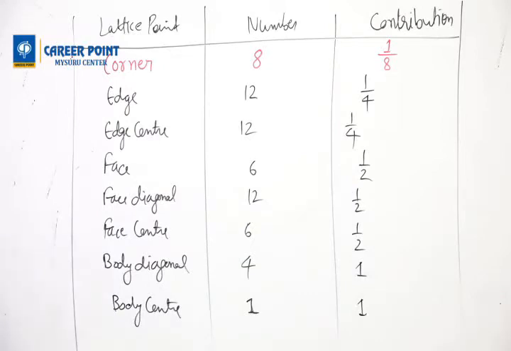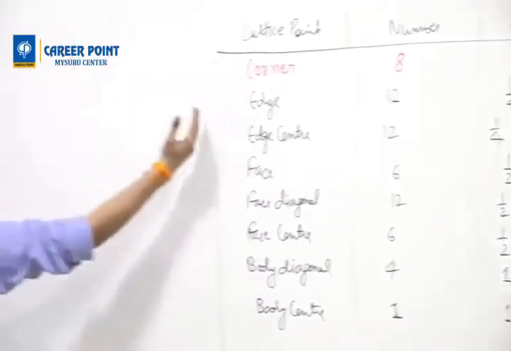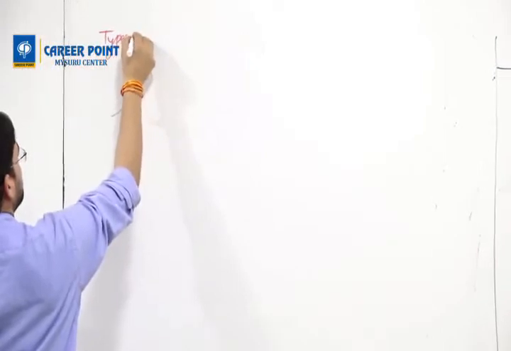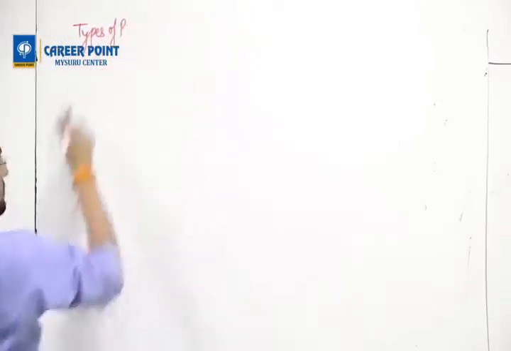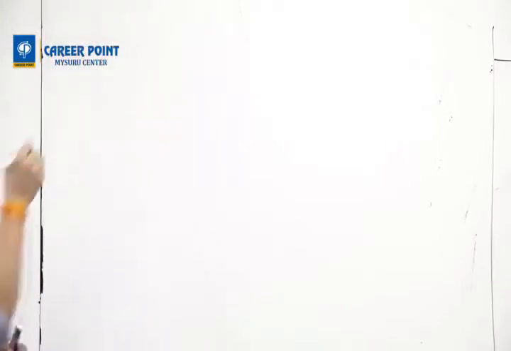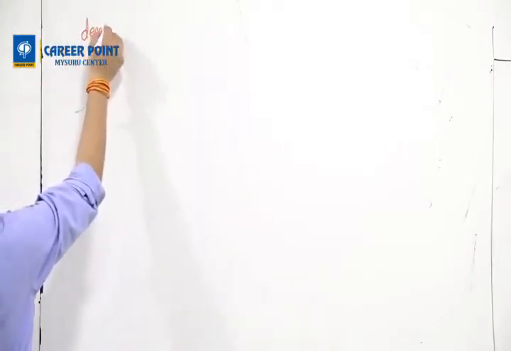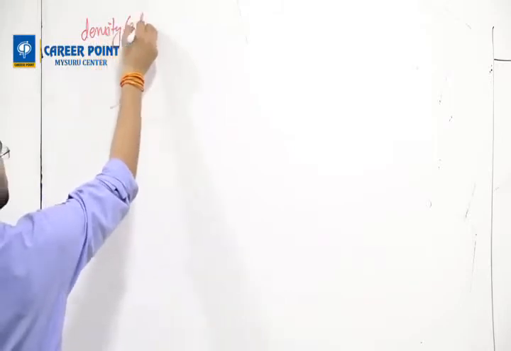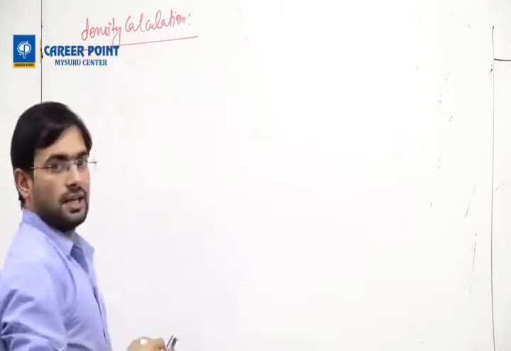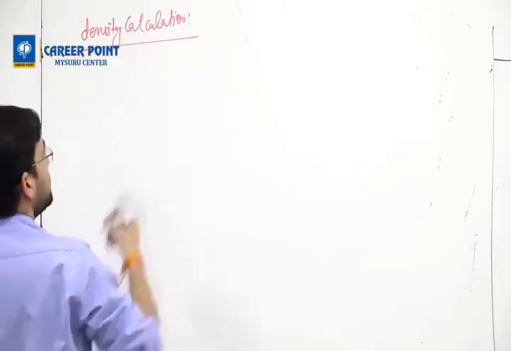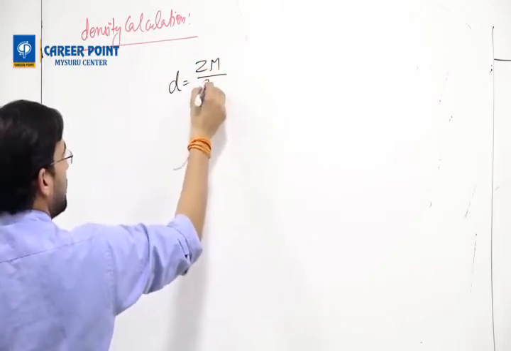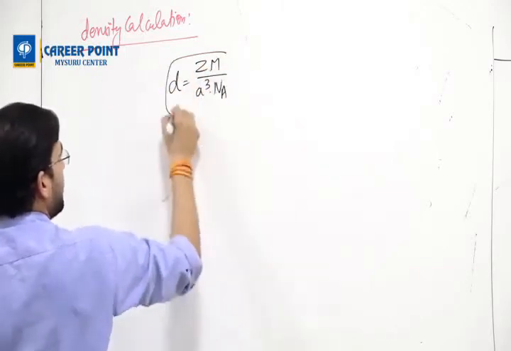Okay. Now, the next thing is known as types of electrostabilized tensile calculation. Density calculation: we have the formula of density, D equals ZM by a cube Na.